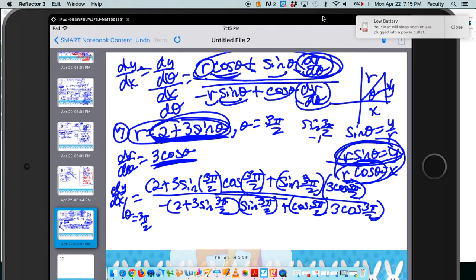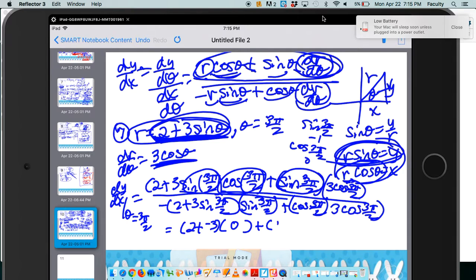All right, the sine of 3 pi over 2 is negative 1, and the cosine of 3 pi over 2 is 0 as we're going. So in the front, I have 2 plus 3 times the sine of 3 pi over 2, which is negative 1, so I get 2 plus negative 3, times the cosine of 3 pi over 2, which is 0, so that goes away anyway. Then I get the sine of 3 pi over 2, which is negative 1, times 3 cosine of 3 pi over 2, which is 0. So the entire top just went to 0.